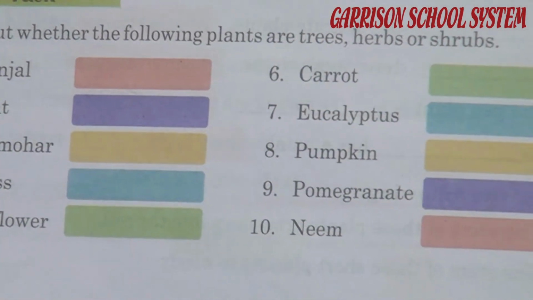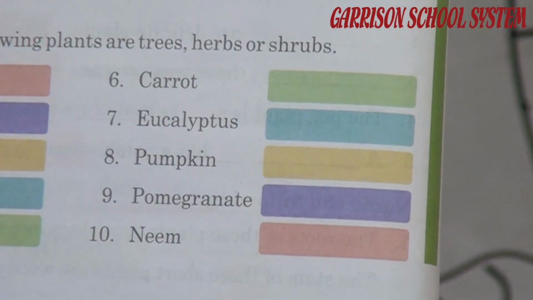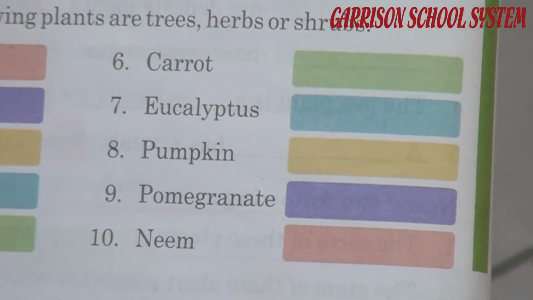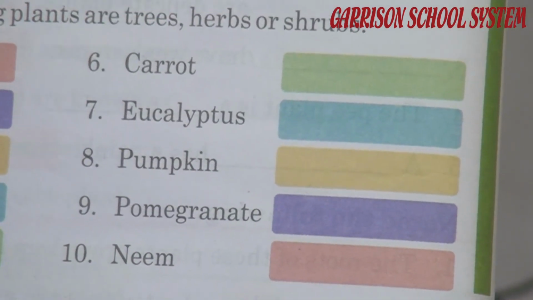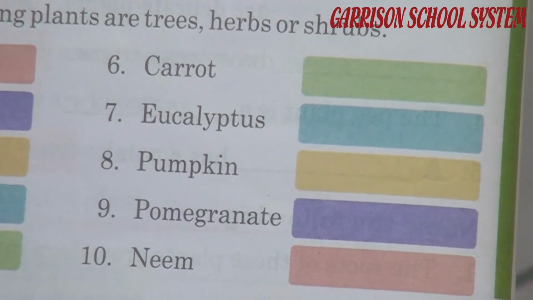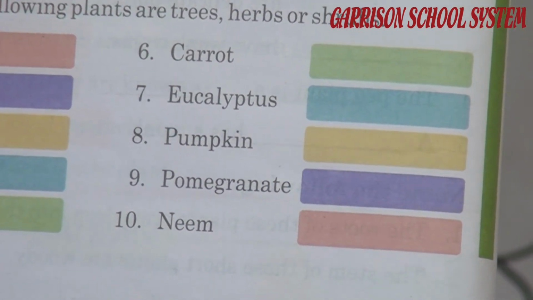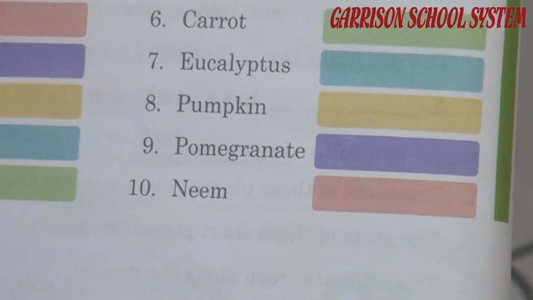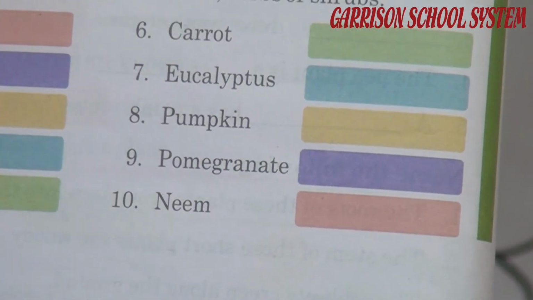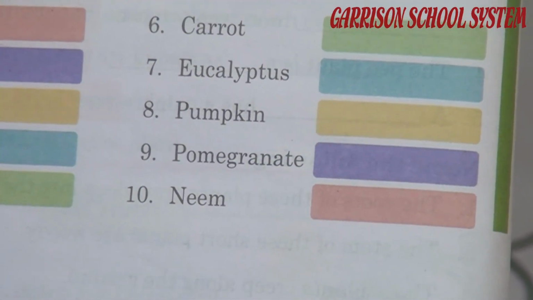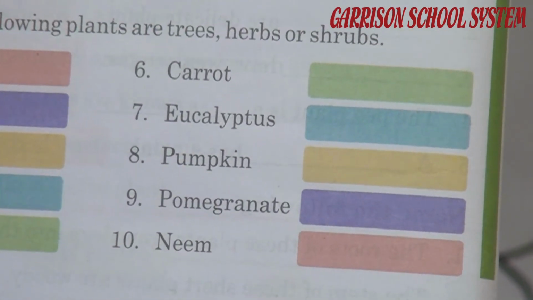Number 6, carrot. Carrot is a herb. Number 7, eucalyptus. It is a tree. Number 8, pumpkin. It is a herb. Number 9, pomegranate. It is a tree. Number 10, neem. It is a tree.